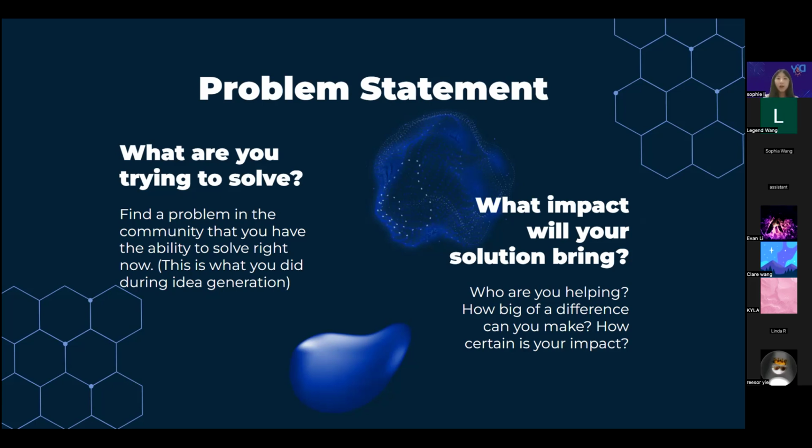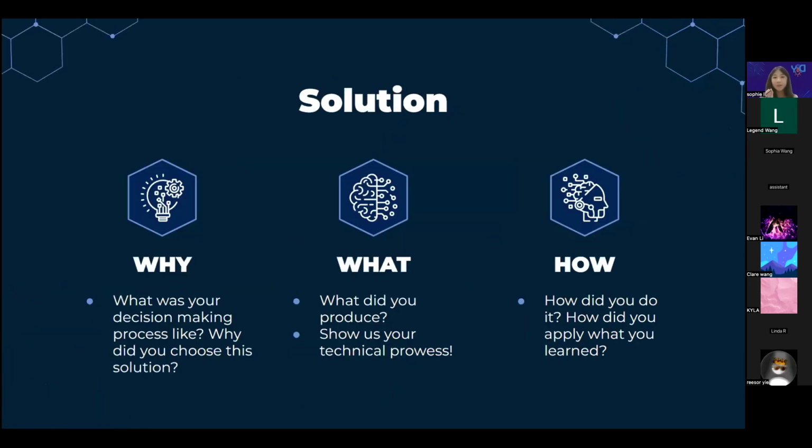Okay, so problem statement. I believe you that you have a really pressing problem. Now you got to convince me that your solution is actually good, right? That I should actually see your solution as something worth it, that it'll actually solve this problem that is so pressing. So 3 questions: why, what, and how. First is why. We want to hear a little bit about what your decision-making process was like. Why did you choose this solution specifically? You can talk to us a little bit about your idea generation here. We're willing to hear it. We want to hear it, right?